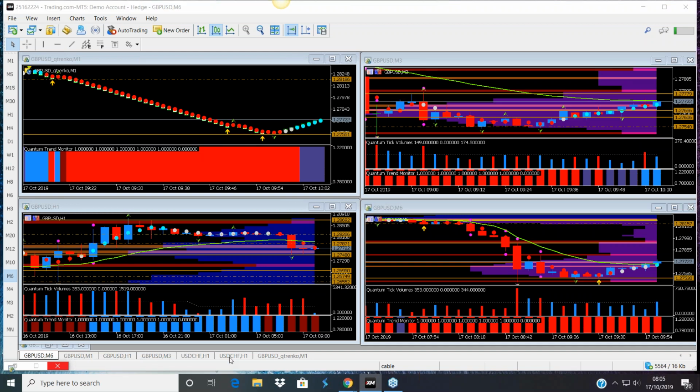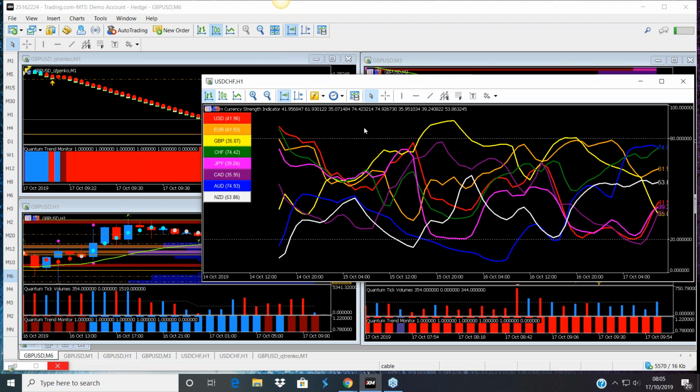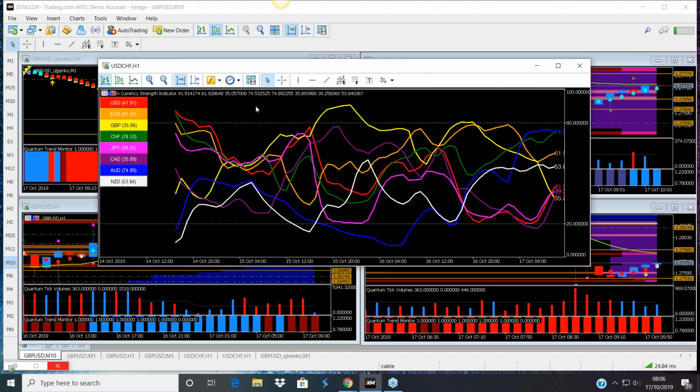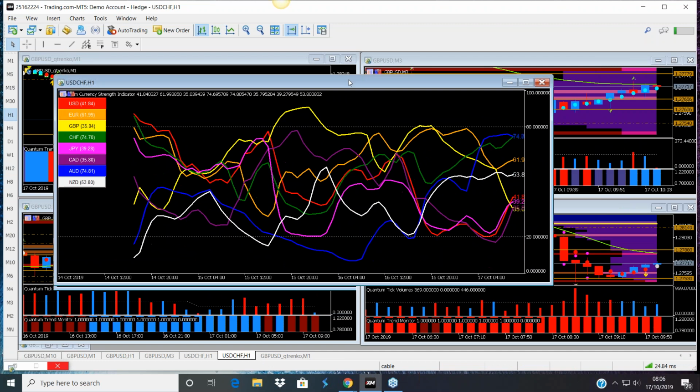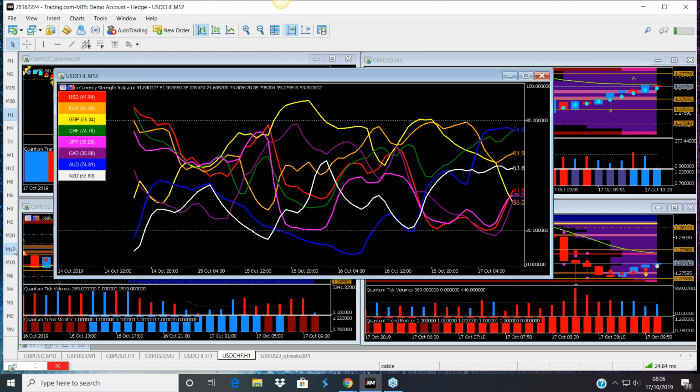I'm just going to have a quick look at what the CSI is telling me. Let's have a look. On the hour, you can see it's still showing as a sell, but let's go on to a faster time frame. Let's just undock it. Hold on. There we are. Yeah, let's move that, say, to a 12-minute chart. Let's have a look here.